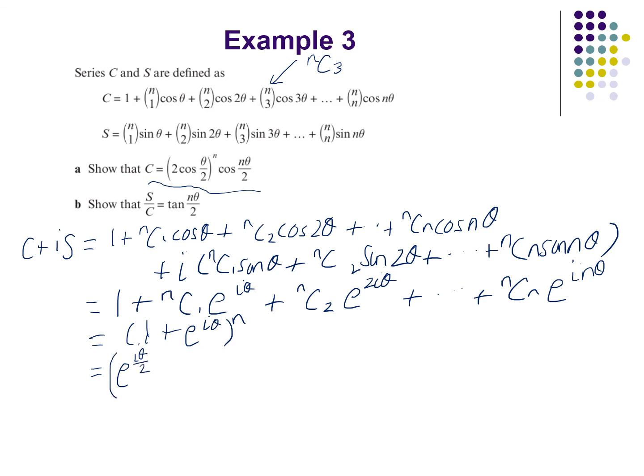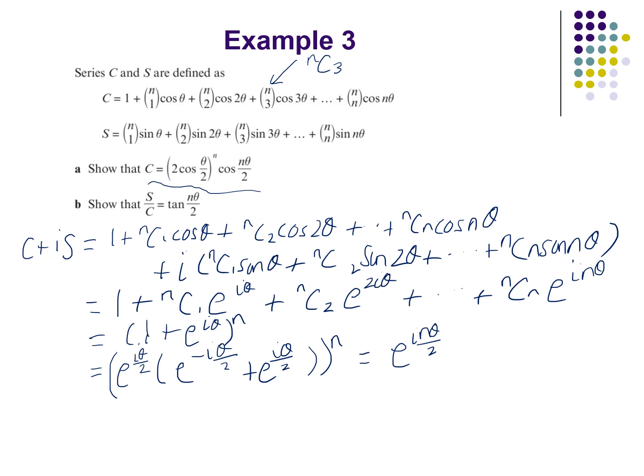I'm going to do it within another bracket. Now I've taken out that factor, sorry, it's not 1 anymore, is it? Now I've taken out that factor, what do I end up with? e to the minus I theta over 2 plus e to the I theta over 2, all raised to the power n. So what I end up with here is e to the I n theta over 2.